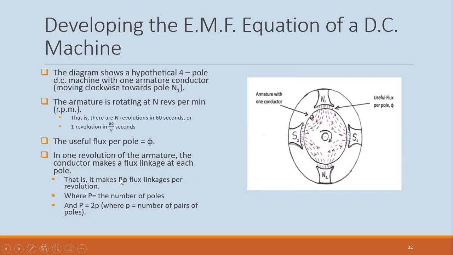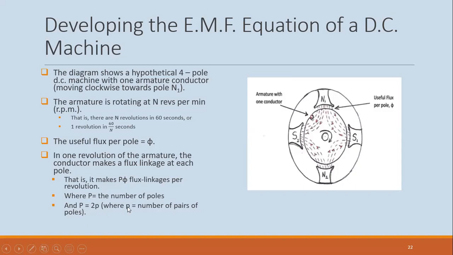Remember what we did from before. Flux linkage was when the conductor cuts the flux. In transformers, we used it as N phi. Now in this case, it's one conductor, and it is making a linkage at each pole. So the number of flux linkages per revolution would be P, the number of poles, times the flux.